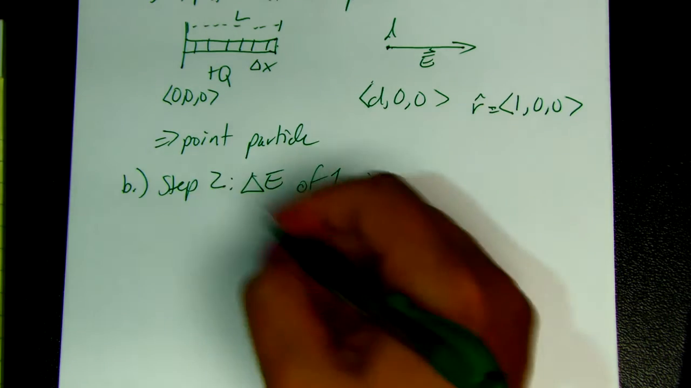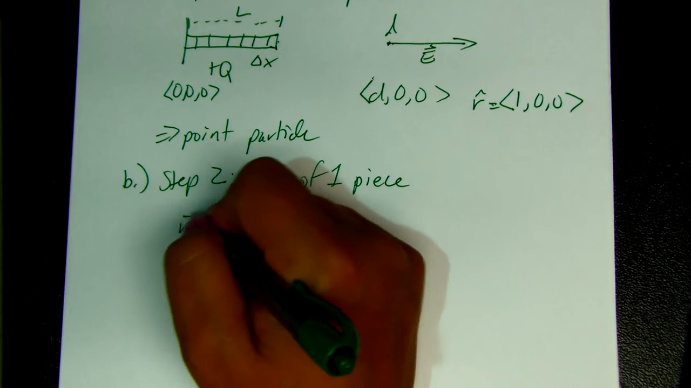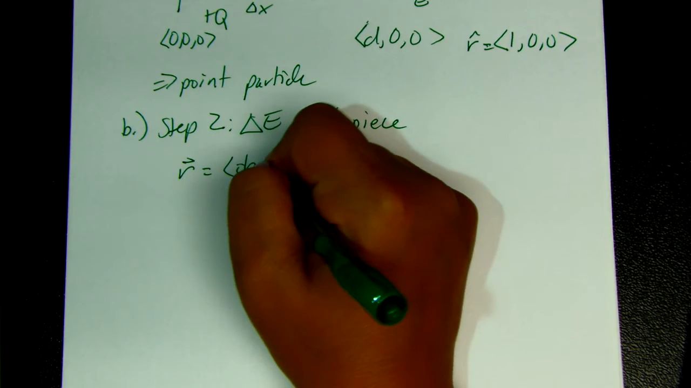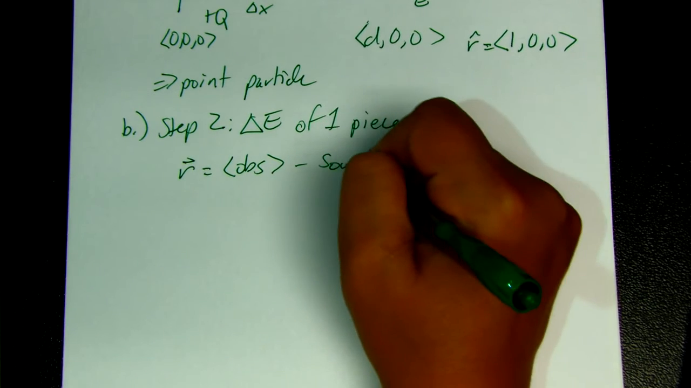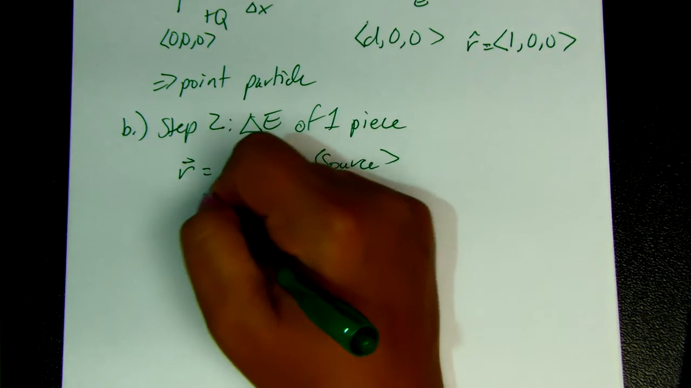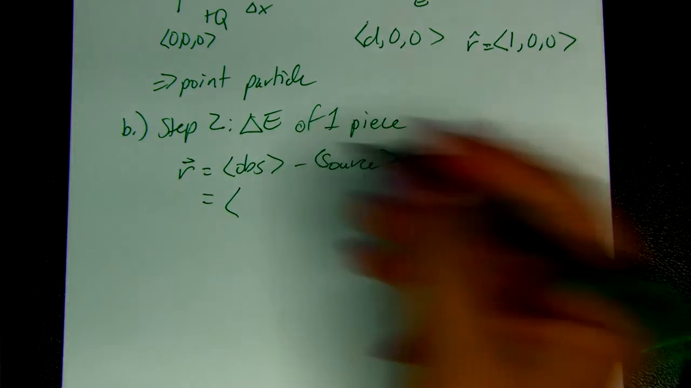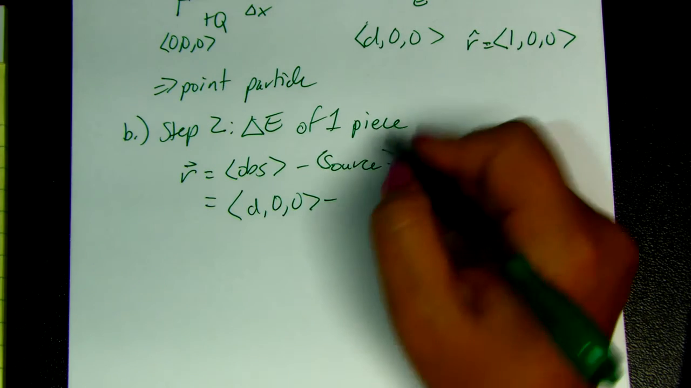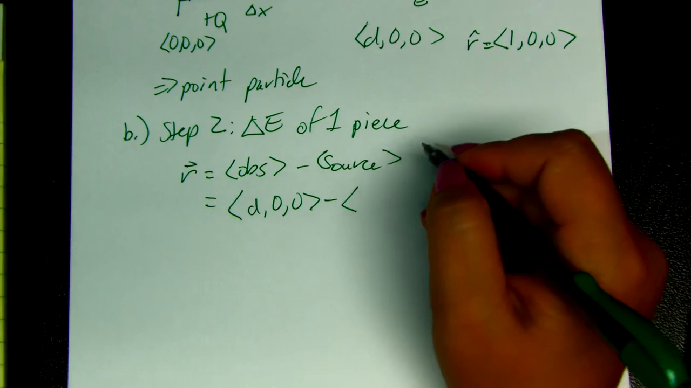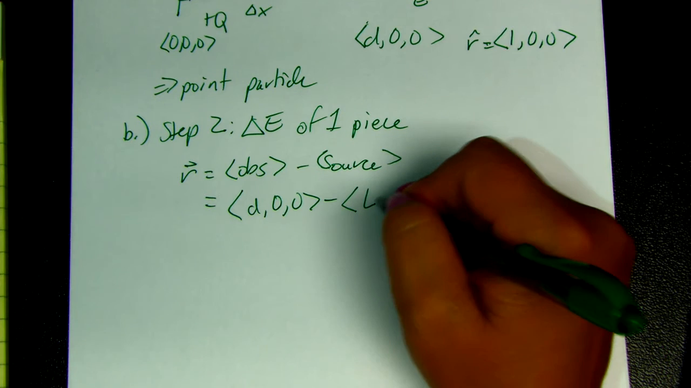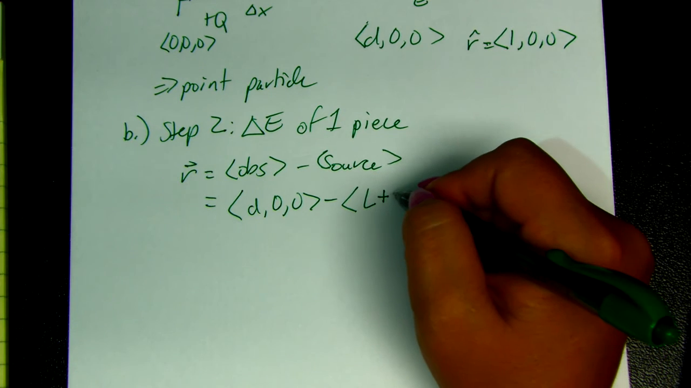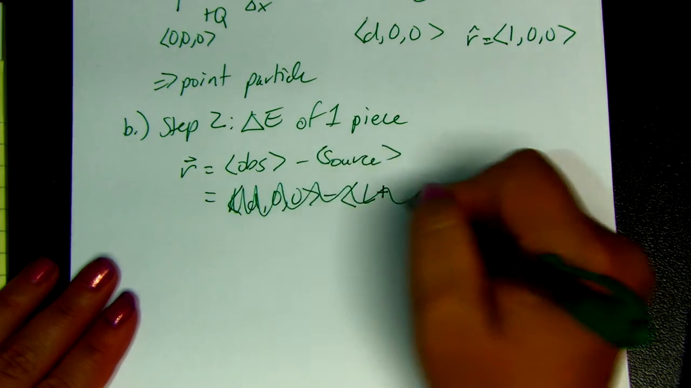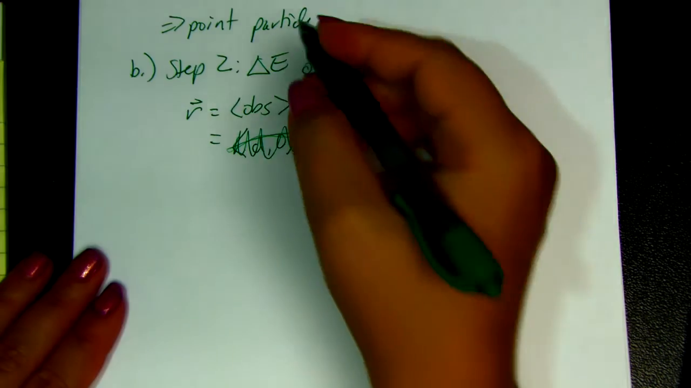And so if we were to look at this r vector, this is going to be equal to observation minus source. And so this is equal to d minus L plus, oops, lost my train of thought, sorry about that.